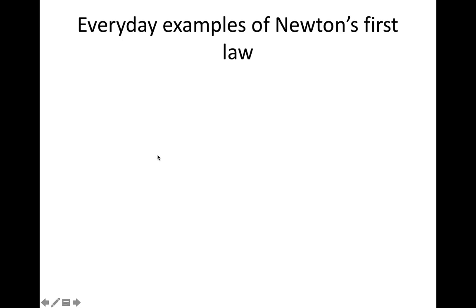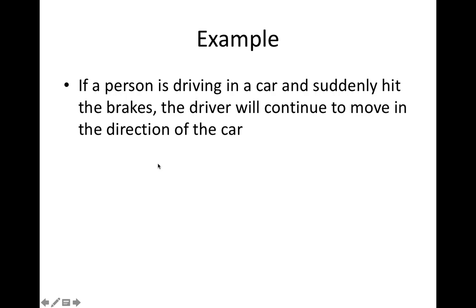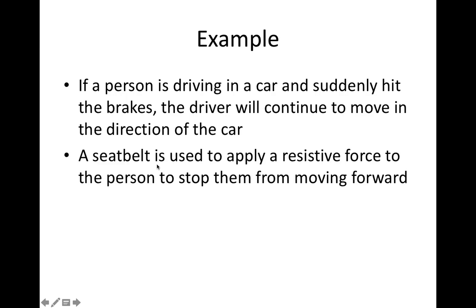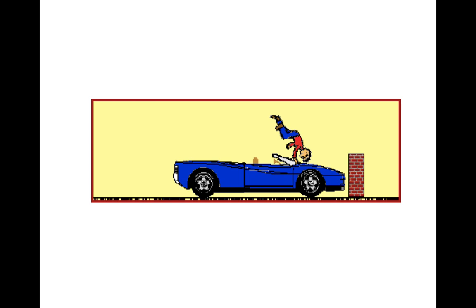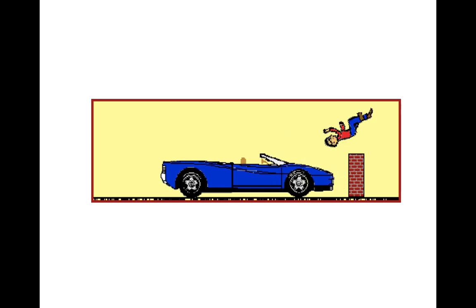Okay, everyday examples of Newton's first law. If a person is driving in a car and suddenly hits the brakes, the driver will continue to move in the direction of the car. A seatbelt is used to apply a resistive force to the person to stop them from moving forward. So the guy's driving, the car stops, but the guy keeps moving forward. That's Newton's first law. Once you're in motion, you want to keep staying in motion.